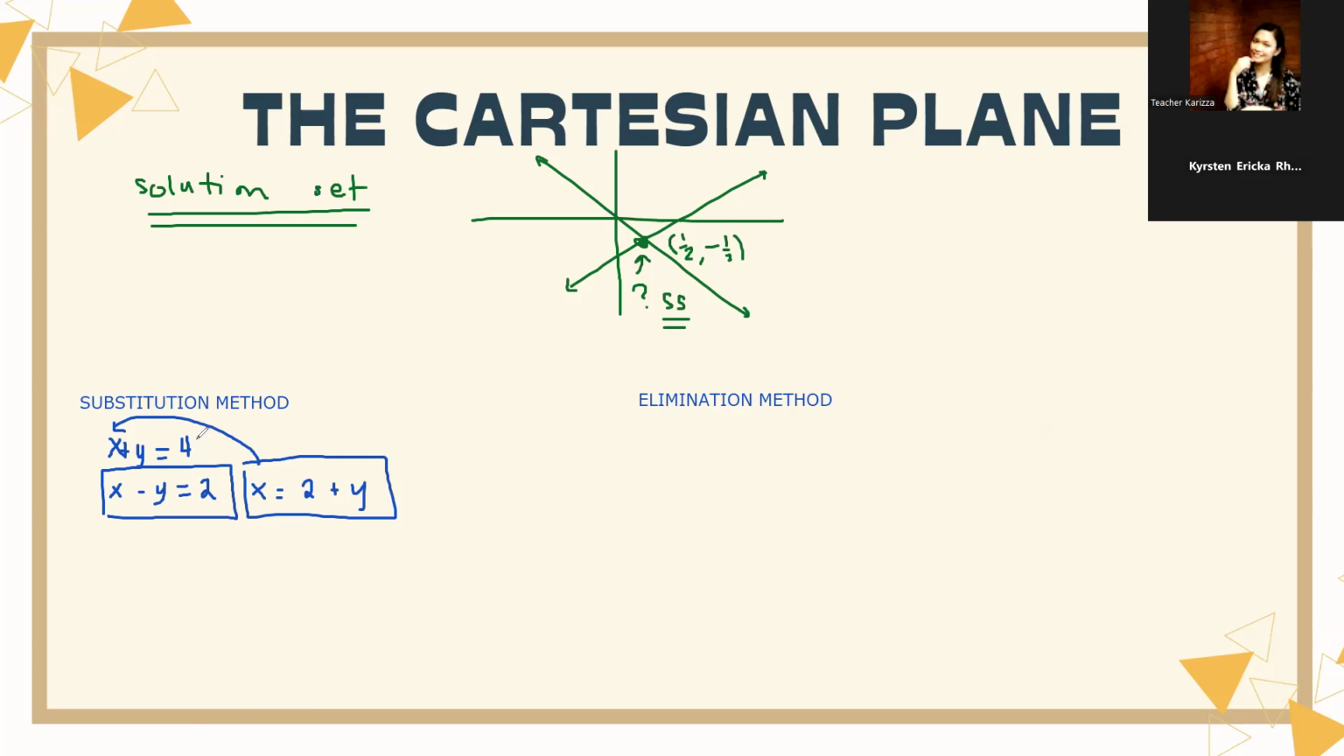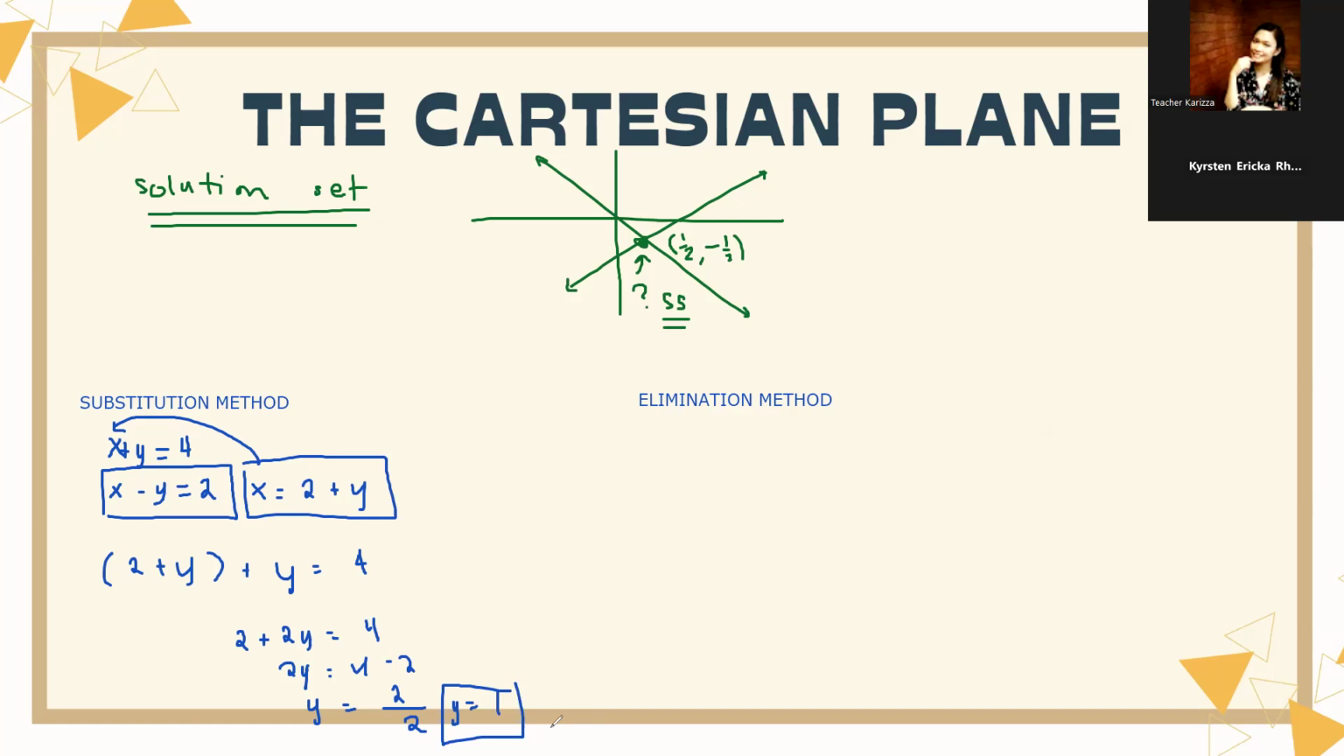Kasi if you have two unknown variables, hindi mo masasolve yung values. So you want to isolate just one unknown variable so you can solve for it. So plugging in 2 plus y as x in x plus y is equal to 4, now we can solve for y. So this is 2 plus 2y is equal to 4. 2y is equal to 4 minus 2. So y is equal to 2 over 2, y is equal to 1.